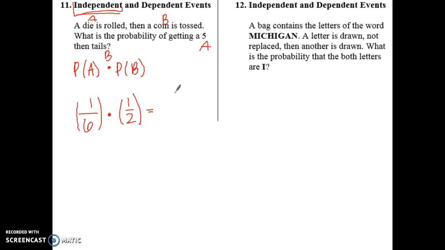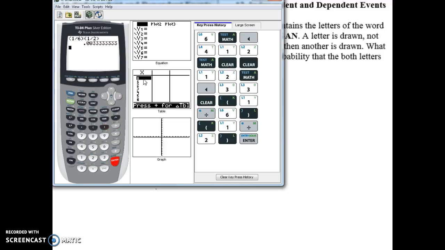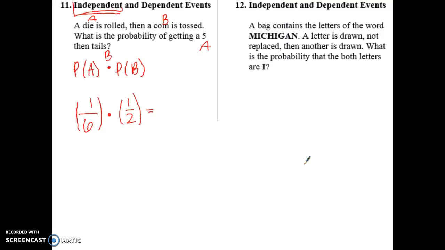Because I need the percent, I can just do this on a calculator. You don't have to do anything other than put 1 divided by 6 multiplied by, I think that was 1 out of 2. I click enter and I get 0.0833. I want it in percent form, so I'm going to move this over. What I would be inputting into Schoology would be 8.33%.